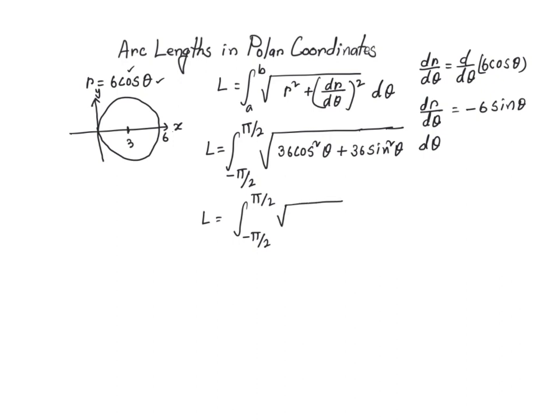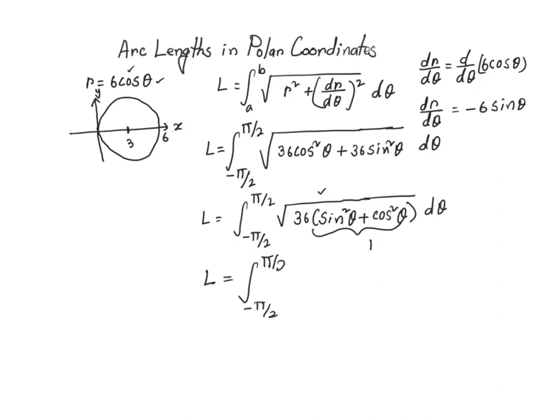of the square root of 36 times (sine squared of theta plus cosine squared of theta) d theta. But sine squared of theta plus cosine squared of theta is 1. So 36 times 1 is 36. The square root of 36 is 6. So that's going to give me L is equal to the integral from negative pi over 2 to pi over 2. 6, I'm going to bring it outside.